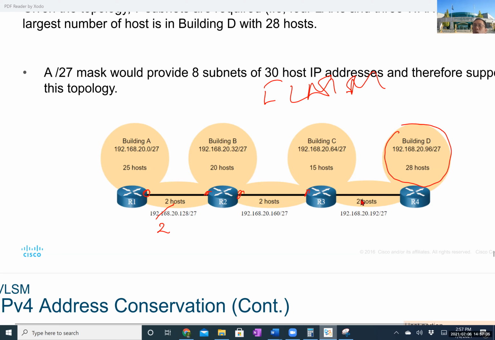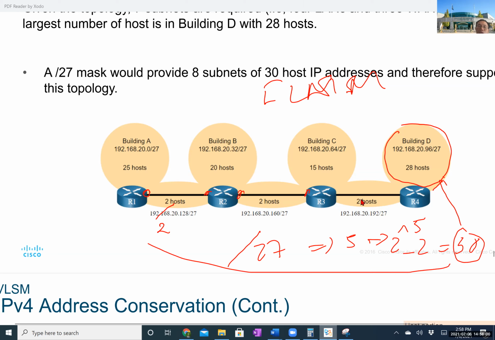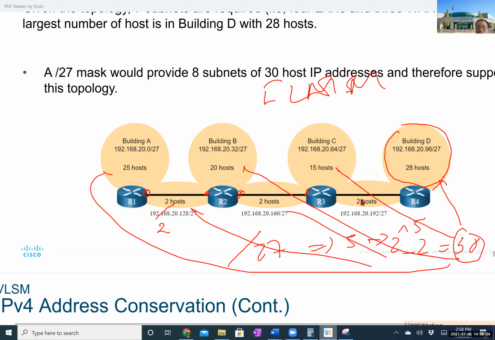So in order to support the 38 hosts here, you know that you have to work with the /27 subnet, because when you have /27, that means you have 5 bits in the host portion, and with 5 bits in the host portion you have 2 raised to power 5. It's 32, you minus 2, it's 30, right? So the 30 is able to support this one, and of course this one is the largest one, so it's able to support this one, this one, this one, and this one also.